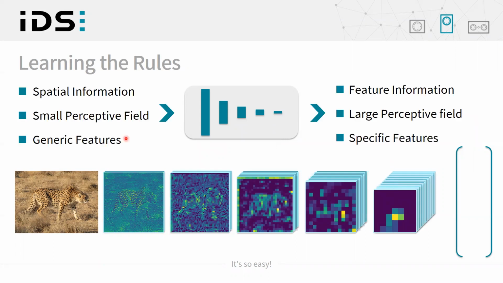Now, what we can say is that the feature extraction transforms spatial information, like it's here in the image, to abstract feature information. As the image passes the feature extraction, we go from a small perceptive field to a large perceptive field. You can probably imagine that each pixel here in the final feature maps contains a lot of information of the input image, of the input pixels.